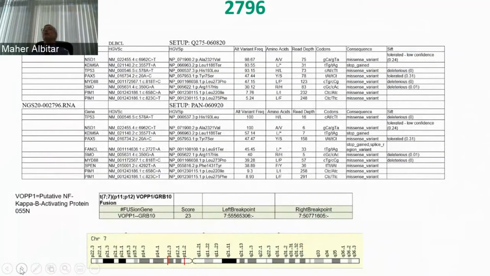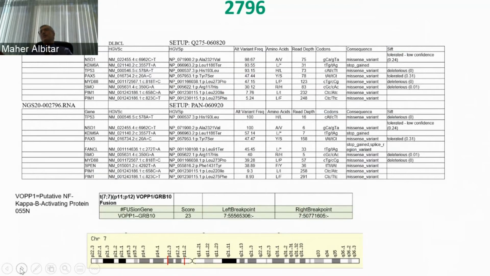What's really interesting about this is the deletion on the chromosome. As you can see, this is a large deletion that led to a fusion between B1 and grafting. And this is a very important gene because it is an NF-kappa B activation protein. And so the fact that it is activated because of these deletions is very important.